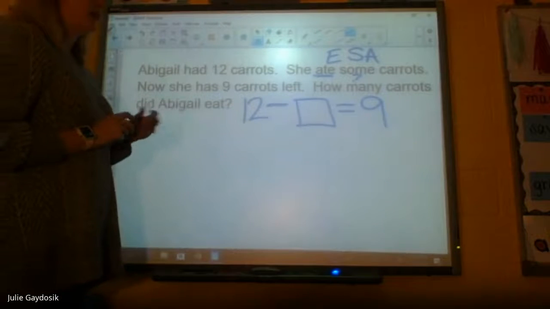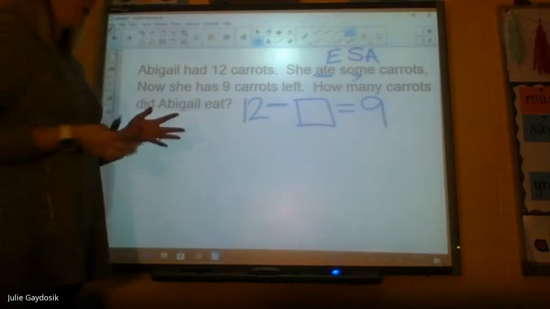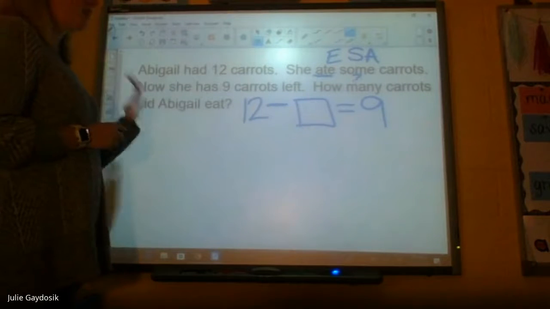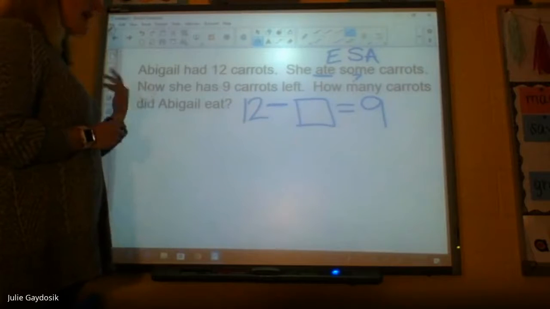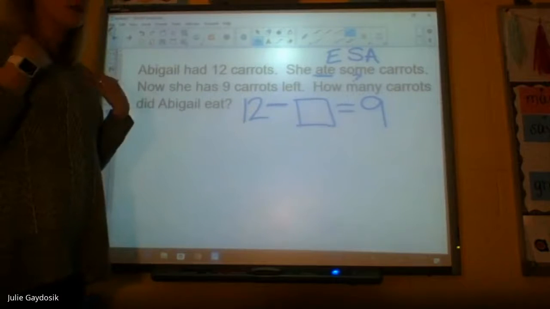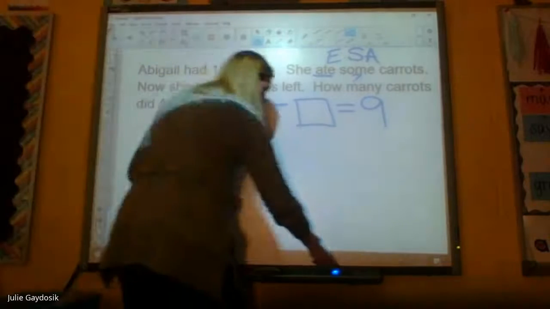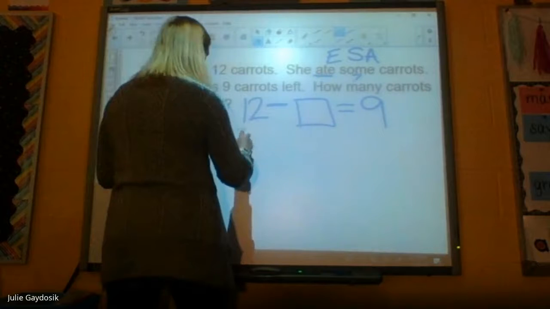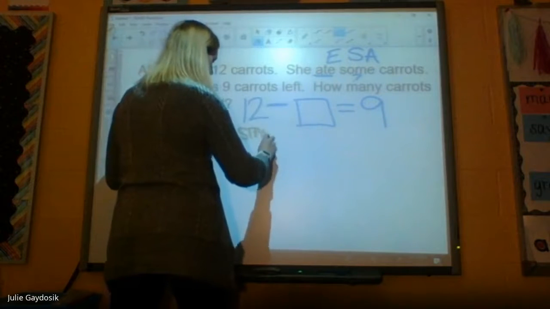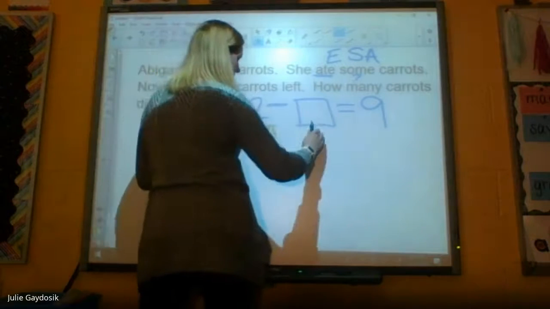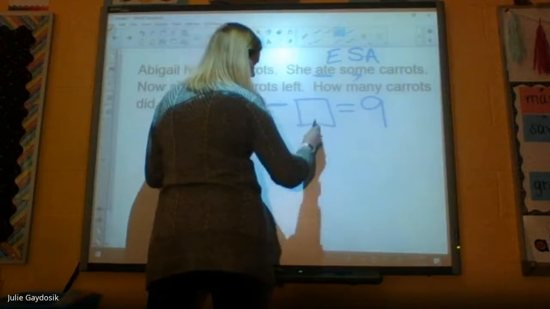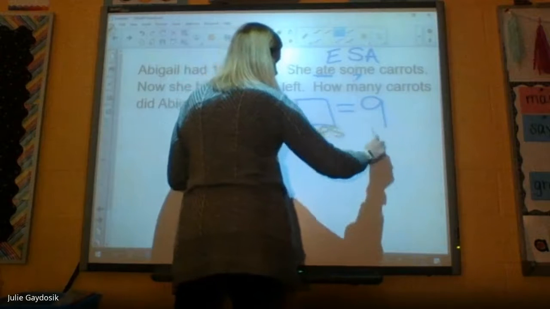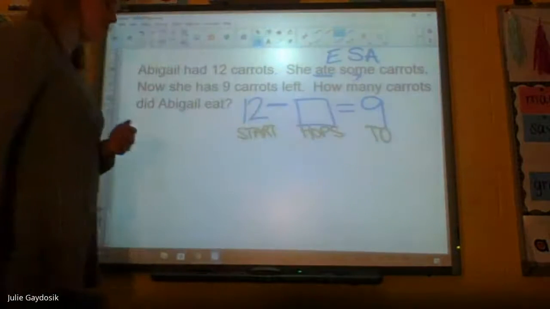So I could solve this problem one of two ways. And there's other ways too, but you'll learn those further down the road in first grade. I could draw 12 circles, and I could take away till I get to 9. Or I could do an open number line. I personally think an open number line is easier for my brain, okay? So remember, with an open number line, the first number is where you start. The second, that missing addend, is your hops. And then the difference is where you're going to.